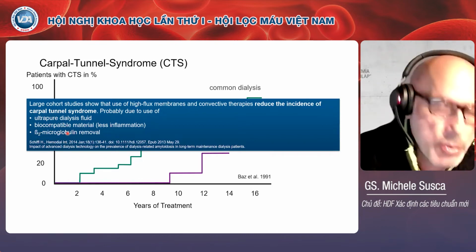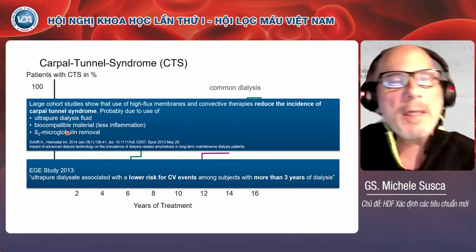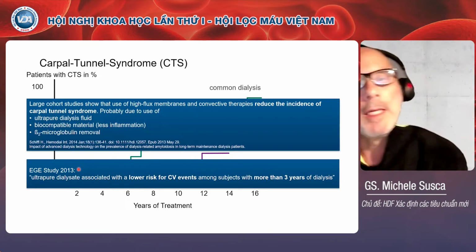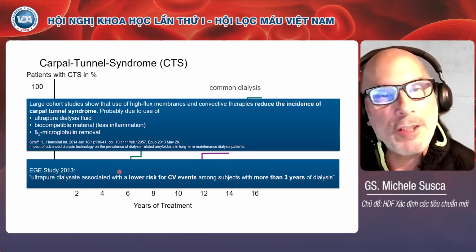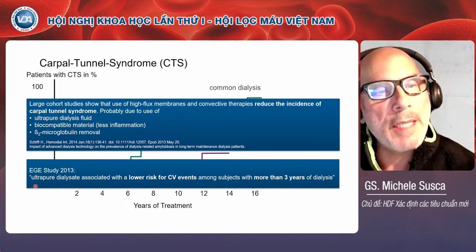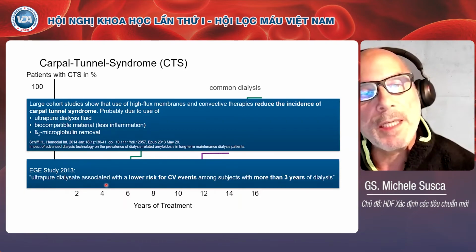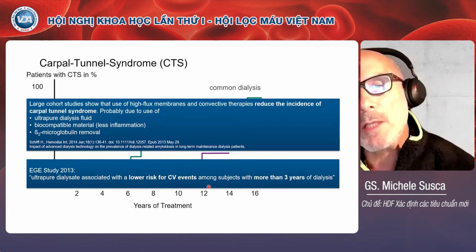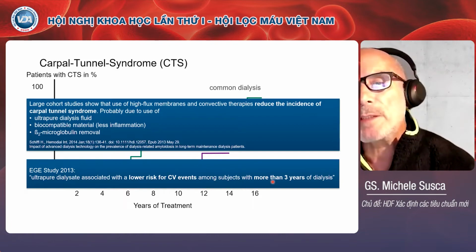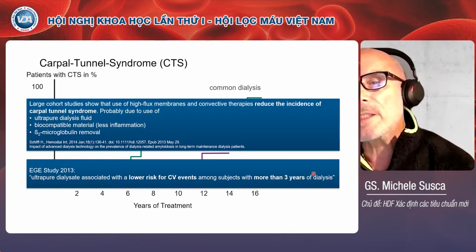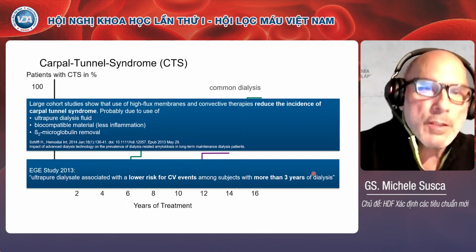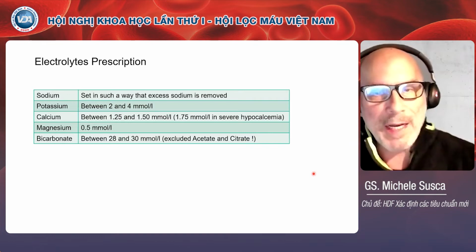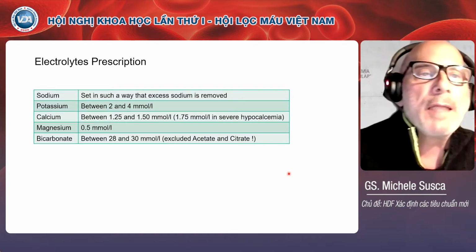So other studies show similar results, like the AGE study from Turkey. One conclusion is that ultrapure dialysate is associated with a lower risk of cardiovascular events among subjects with more than 3 years of dialysis. So you can see how many advantages. Later, I will show very shortly other studies.